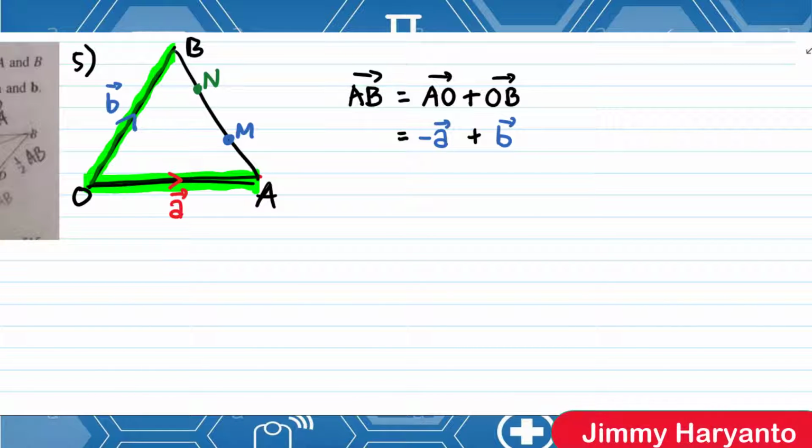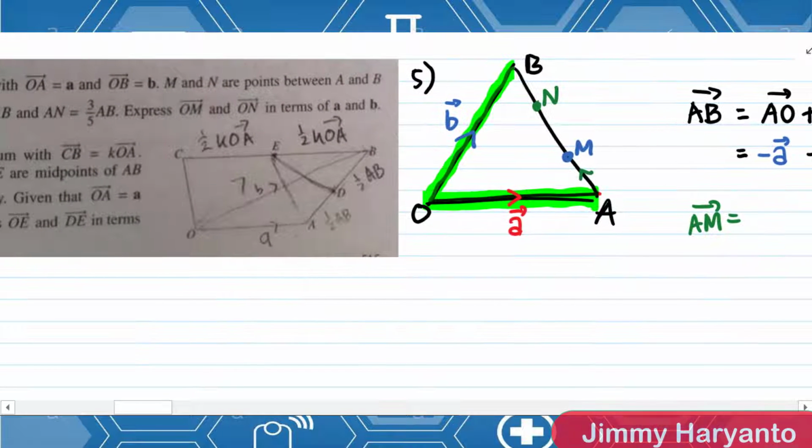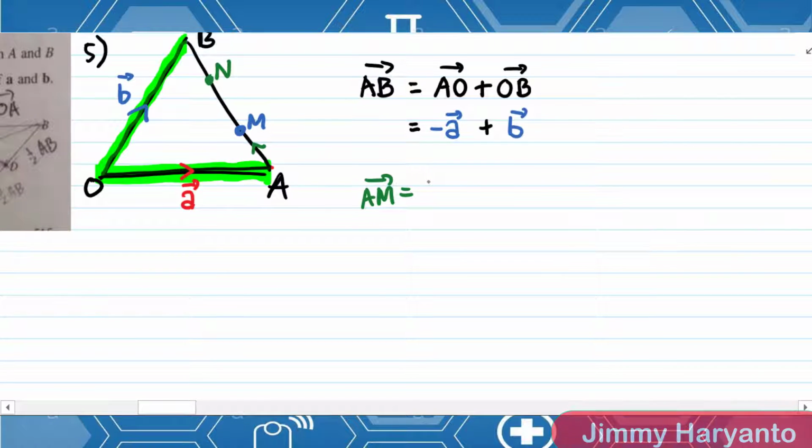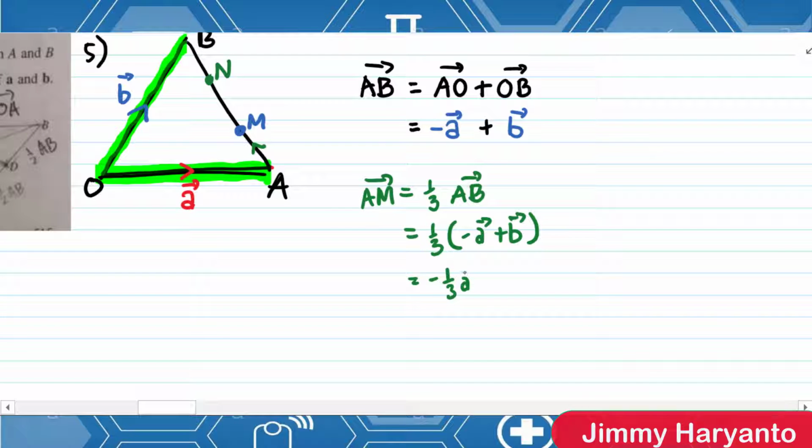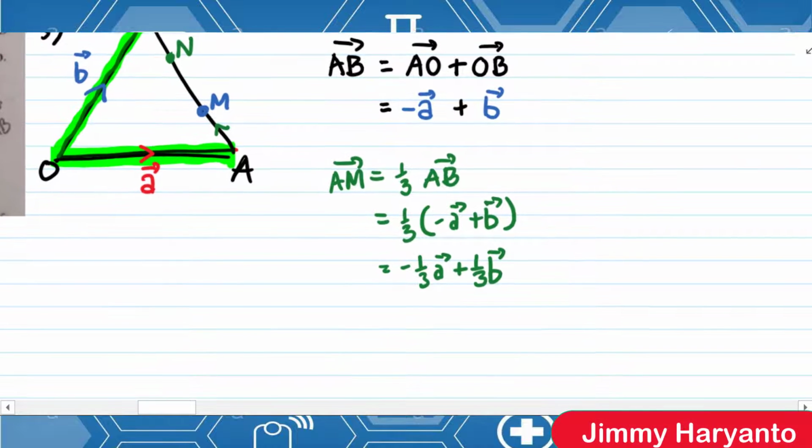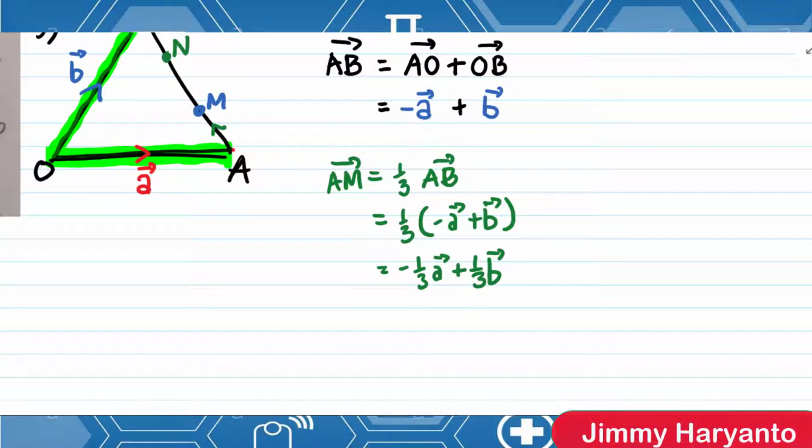After that, I can find AM. Let's try to find AM. The question says AM is 1 over 3 AB. So I can say also the vector AM equals 1 over 3 the vector AB. 1 over 3 times AB, which is negative A plus B, equals negative 1 over 3A plus 1 over 3B. Okay, we already have AM. The question wants us to find OM. Let's try to find OM. OM is this one.